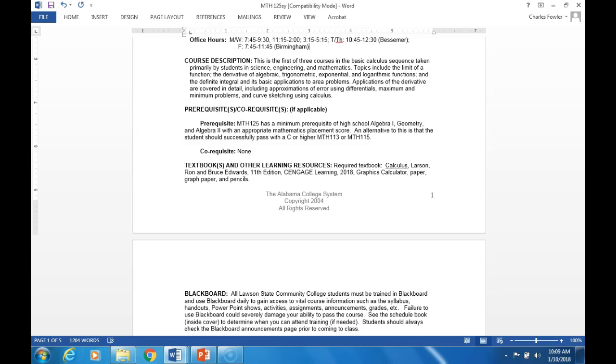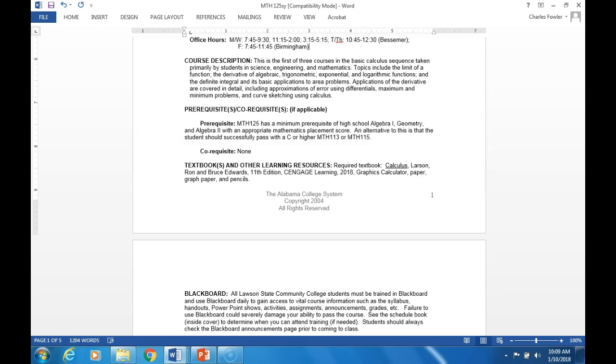So exponential and logarithmic functions, that's going to be over in chapter 5. We'll get to that in a minute. And the definite integral and its basic application to area problems. That's basically chapter 4. Even though it starts with indefinite integration and area, when it gets to the fundamental theorem of calculus, that's where you get to definite integrals. So that's chapter 4.